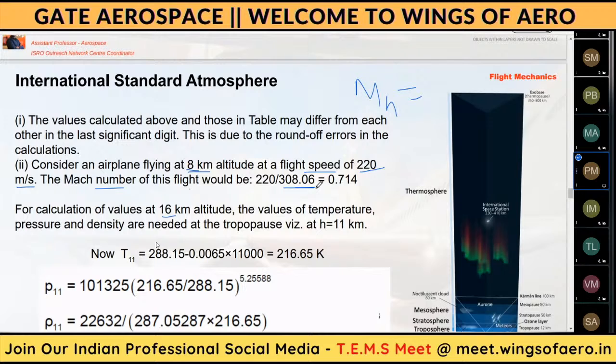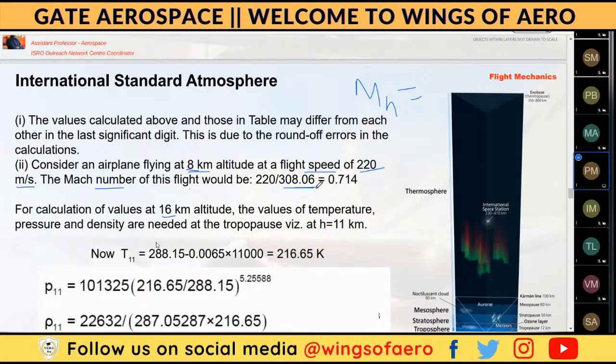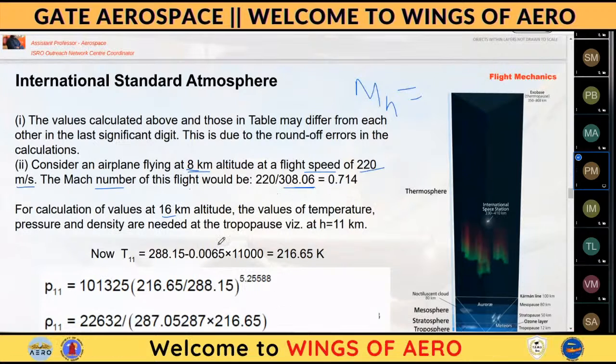Okay, sea level Mach number. Right? Speed of sound needs to be calculated at the particular altitude. Okay. So let's move on to the next altitude, 16 kilometer altitude.